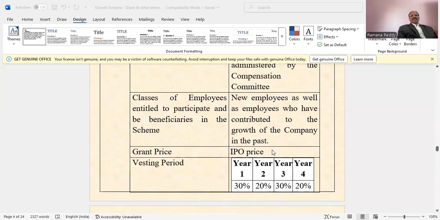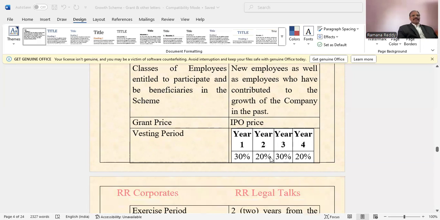Grant price: if you are giving a proposed IPO price, you can write that, or we can say the face value, or you can say 25 rupees. Whatever it is, that is the grant price, because ESOPs have a predetermined price. So we have to give the grant price.